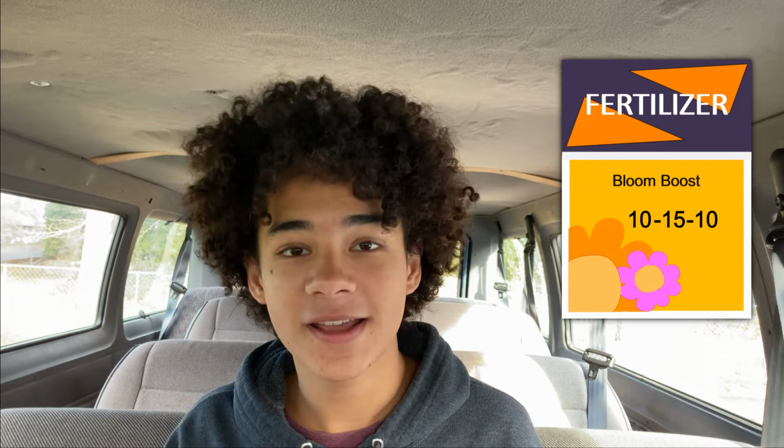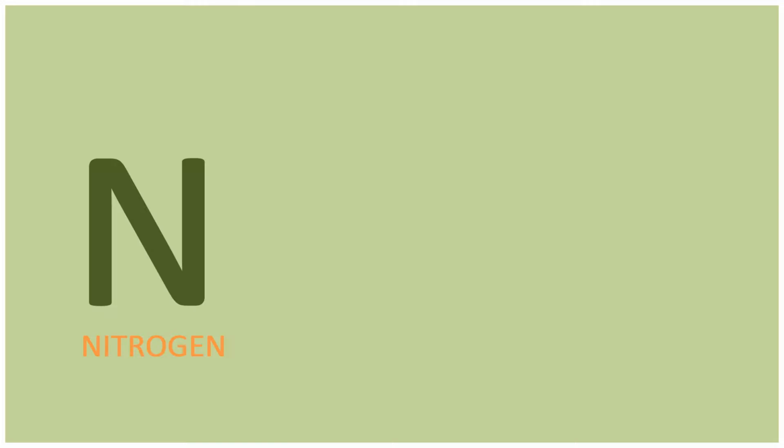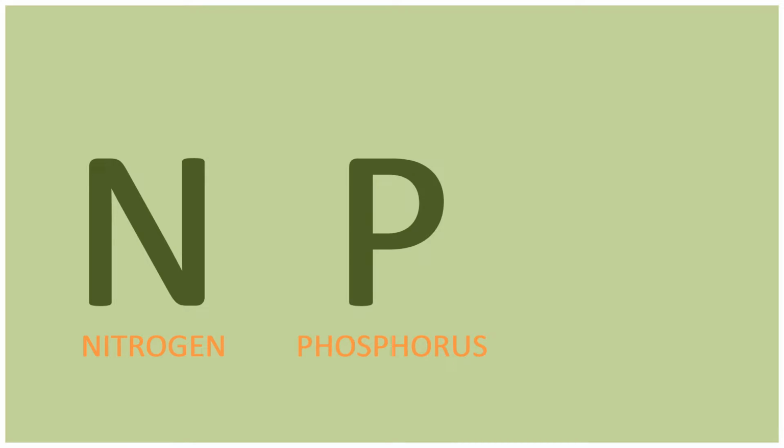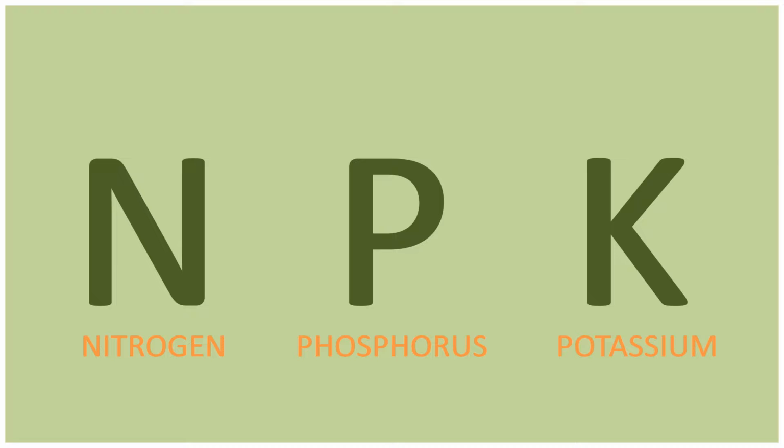Can you remember that? NPK. It's a little tricky to remember, but just say it over and over and I bet you'll get it. NPK, NPK, NPK. Each of those letters stands for a nutrient. So N is nitrogen, P is phosphorus, and K is potassium.